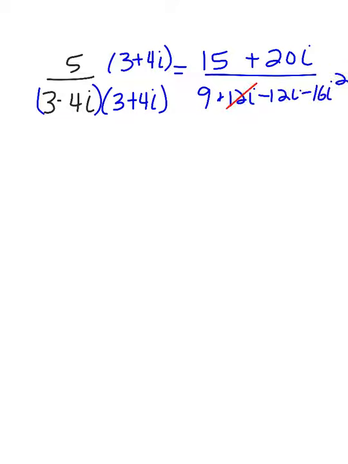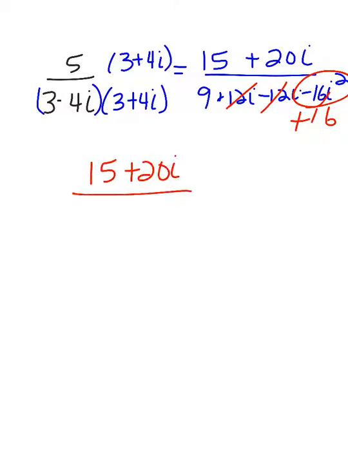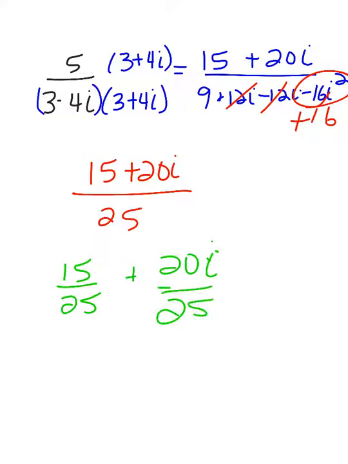So positive 12i and negative 12i cancel out. Minus 16i squared becomes plus 16. So that's 15 plus 20i over 9 plus 16, which is 25. Now I want to reduce. So it's 15 over 25 plus 20i over 25. All right, so 15 over 25 is 3/5, plus 20 over 25 would be 4/5 i.